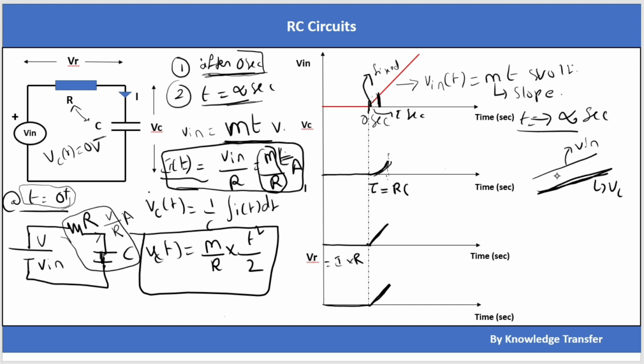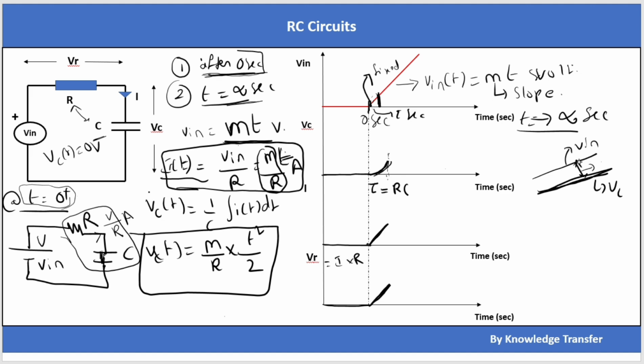But whether it will match with the Vin at infinite time, no. Why? Because Vin is also rising, and VC has an inherent delay during the starting, which is tau seconds. Because of the tau seconds, the VC will never match with the Vin. There will be an inherent delay between VC and Vin till infinite time. VC will never meet Vin, but there will be a fixed amount of difference, not delay. I should say a fixed amount of voltage difference between Vin and VC.